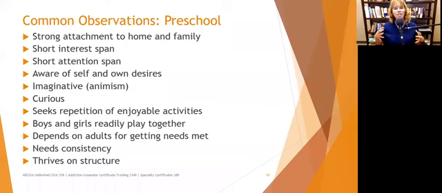Children are much less stressed if their environment is predictable. Now, that doesn't mean you have to do the same exact thing every single day, watch the same movies. No, but there needs to be a certain amount of consistency in their environment for them to feel calm.